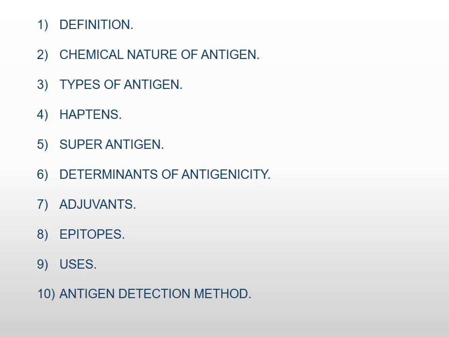In these slides and in this topic, after completion, we will be able to know the definition of antigen, their chemical nature, their types, a few definitions like hapten, superantigen, etc. The factors which determine antigenicity, what are epitopes or antigenic determinants, and what are the uses of antigen and the detection method for the antigen. So first we begin with the definition.